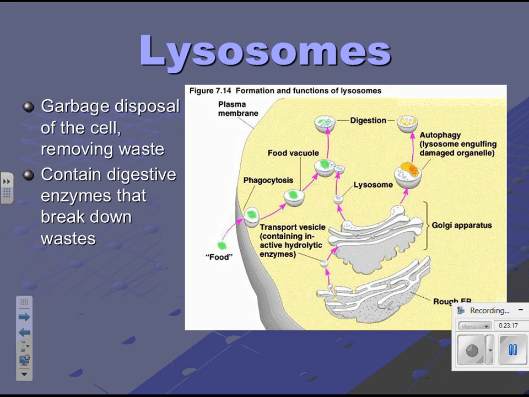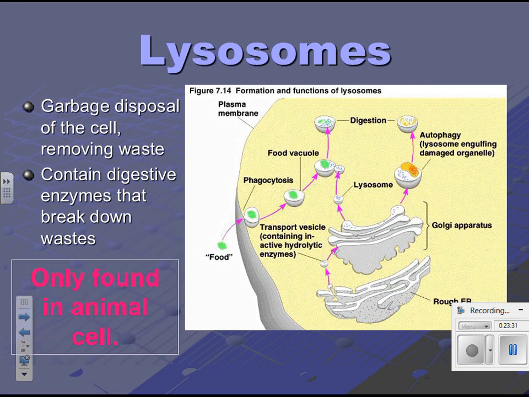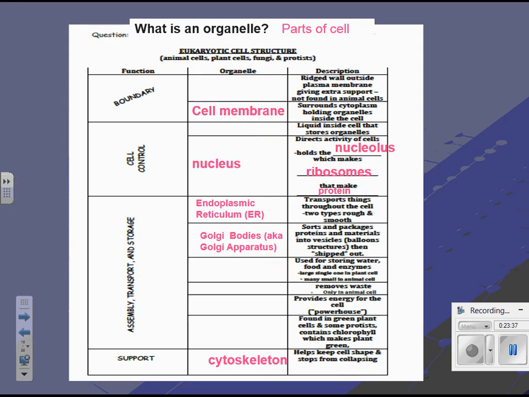It also contains some digestive enzymes to help break down some of the stuff that comes into the cell so that it can get rid of it. It's like your recycling area. And it's only in an animal cell. Where should we be looking? Sierra. Good. What descriptions are we looking at? Lindy? Removes waste. Only an animal cell. Highlight that entire description. And what are these called again? Lysosomes.